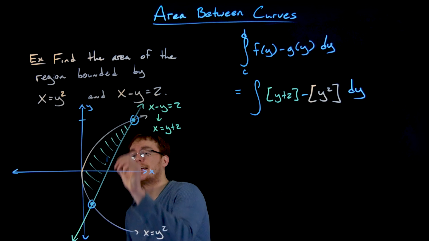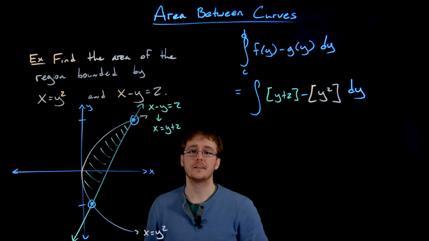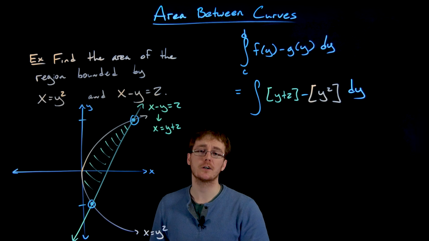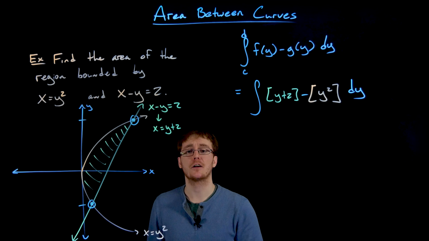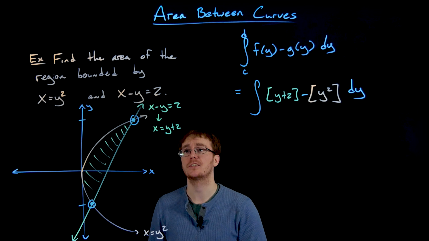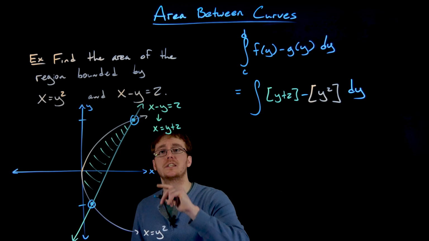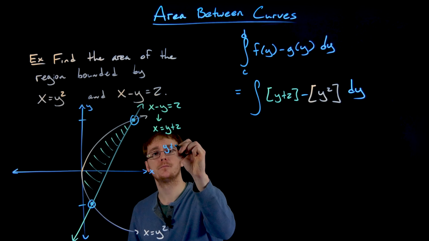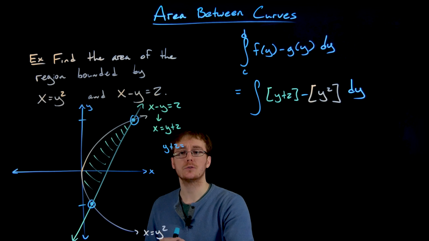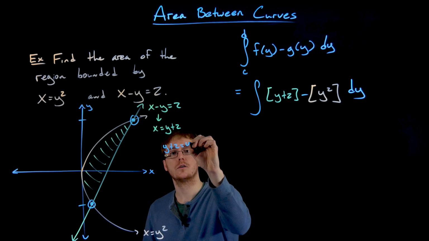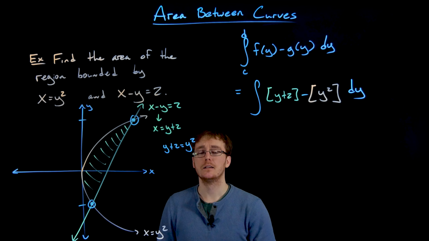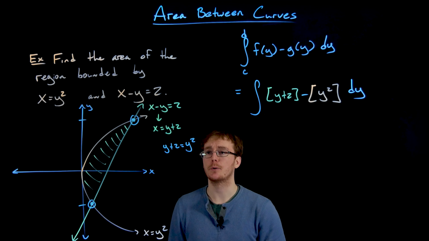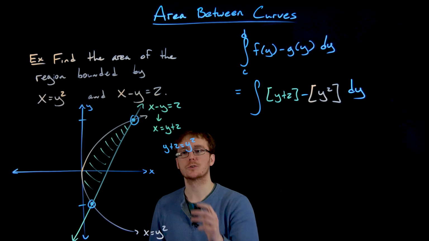And so now to find these y values, we have to find these 2 points of intersection between our two curves and figure out the y values of those points of intersection. So our first curve is given by y plus 2. We want that to be equal to, or intersect, our second curve, which is y squared. And so now we have to solve this quadratic equation: y plus 2 equals y squared.